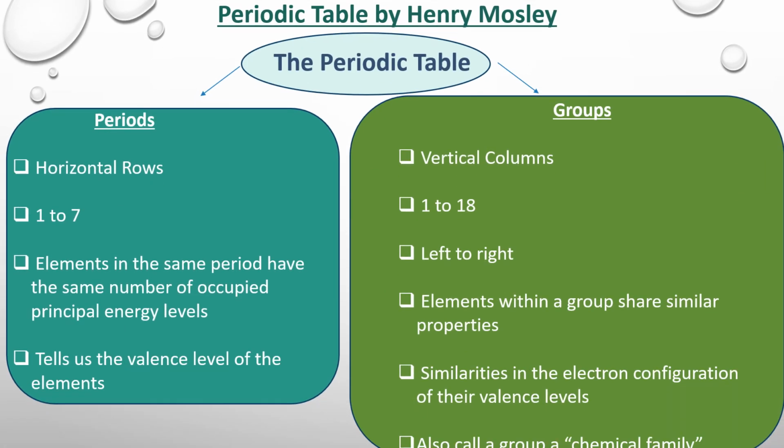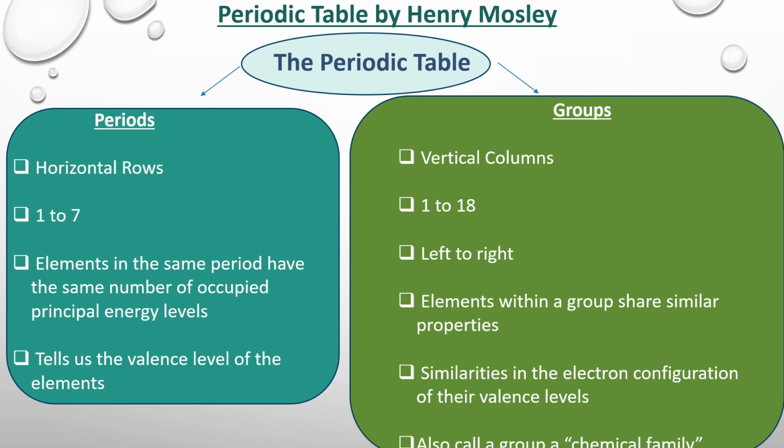Periodic table by Henry Moseley. The periodic table given by Henry Moseley consists of two parts, periods and groups. Periods are horizontal rows 1 to 7. Elements in the same period have the same number of occupied principal energy levels, which tells us the valence level of the elements.